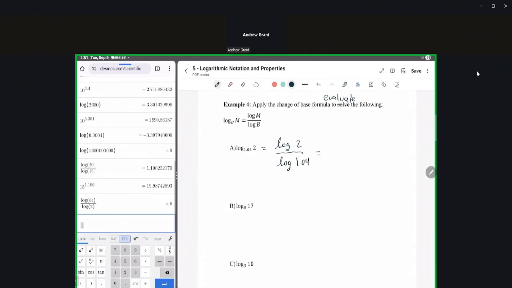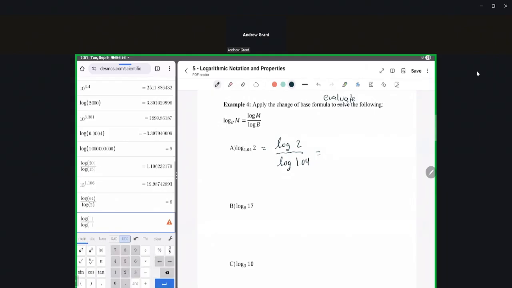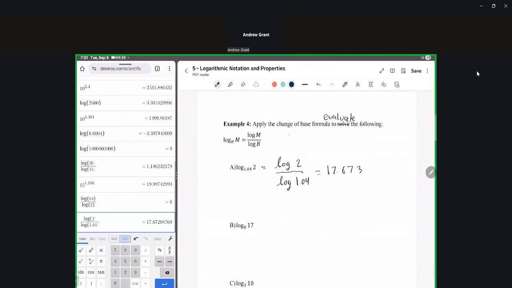I have a fraction button here, so I'm going to make use of that. So it'll be log of 2 divided by log of 1.04. So this is equal to 17.673, I guess. The question doesn't specify, so I'll just choose 3 decimal places for our answer.